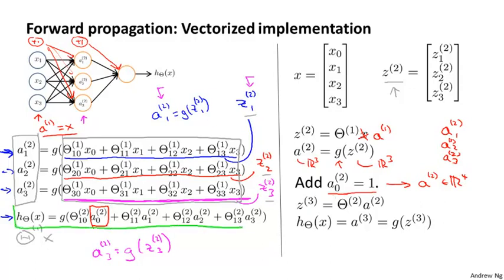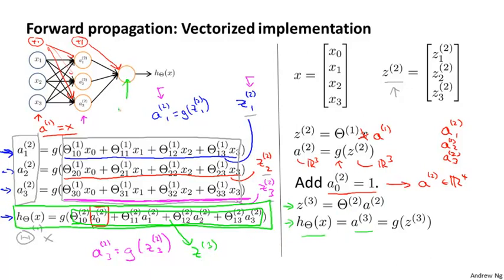And finally, to compute the actual value output of our hypothesis, we then simply need to compute z3. So z3 is equal to this inner term here that I'm underlining, and z3 is theta2 times a2. And finally, my hypothesis outputs h of x, which is a3. That's the activation of my one and only unit in the output layer. So that's just a real number. You can write it as a3 or as a31. And that's g of z3.